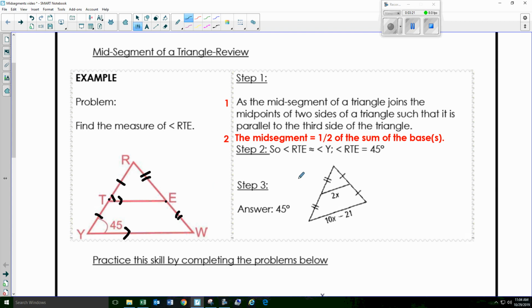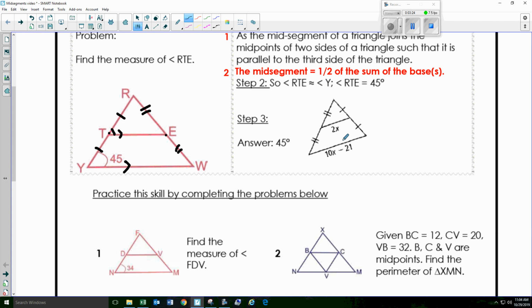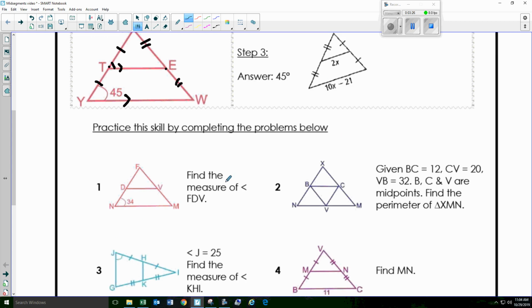All right, so let's go ahead. We'll come back to this one last because it's got variables in it. We'll just do these simpler ones first. Let's find the measure of angle FDV. Well, we just talked about it. We have parallel lines cut by a transversal. Therefore, corresponding angles are equal. So it has to be 34.